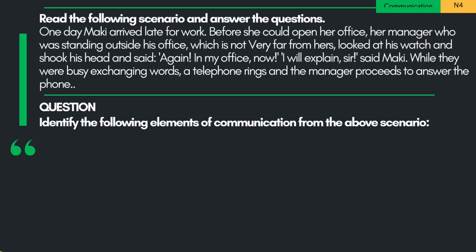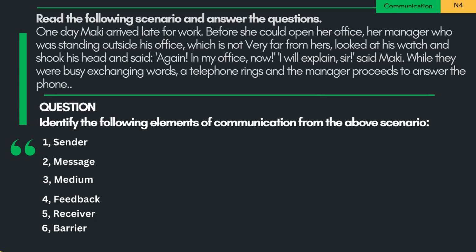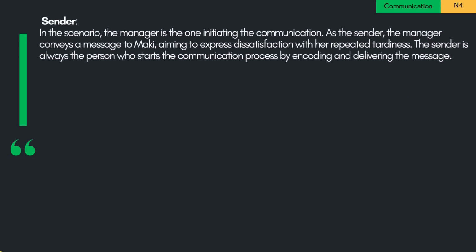Question. Identify the following elements of communication from the above scenario. 1. Sender. 2. Message. 3. Medium. 4. Feedback. 5. Receiver. 6. Barrier. 1. Sender. In the scenario, the manager is the one initiating the communication. As the sender, the manager conveys a message to Marky, aiming to express dissatisfaction with her repeated tardiness. The sender is always the person who starts the communication process by encoding and delivering the message.